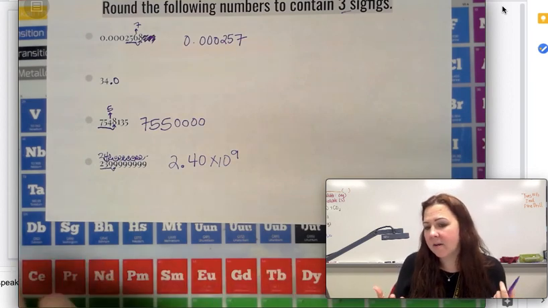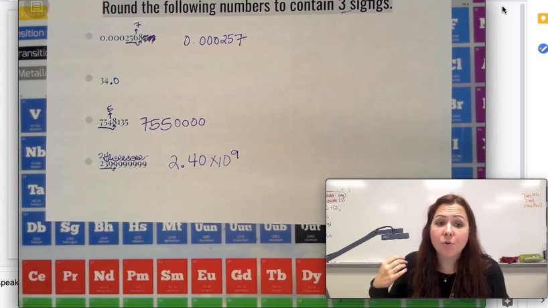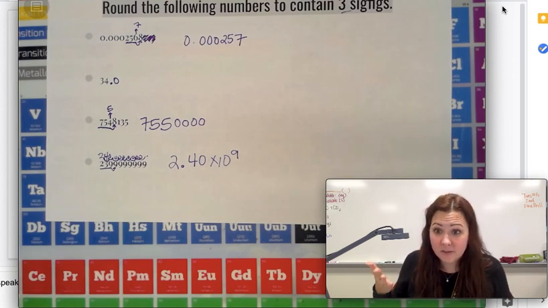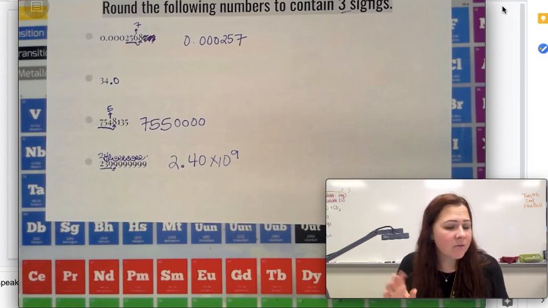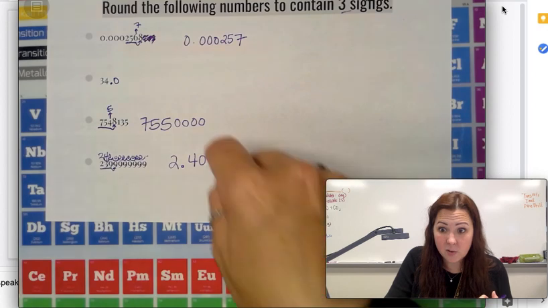I hope that helps clarify where we're going with SigFigs. In the next video, you're actually going to look at how to do the math problems. I'm going to give you some simple math, and you're going to figure out how many SigFigs you need to round to, and then do the math with that.